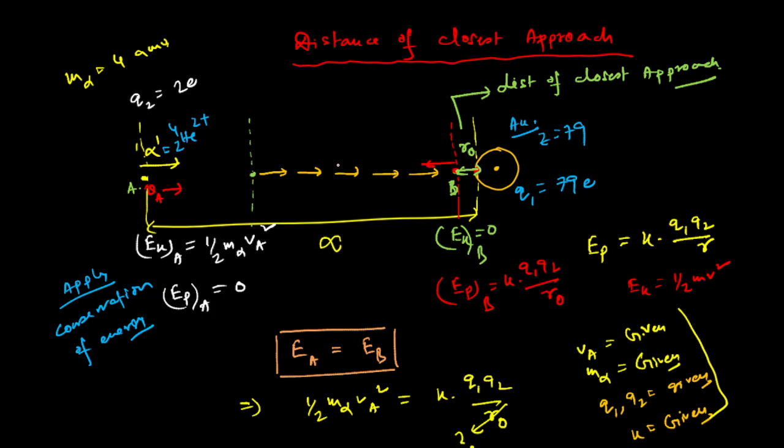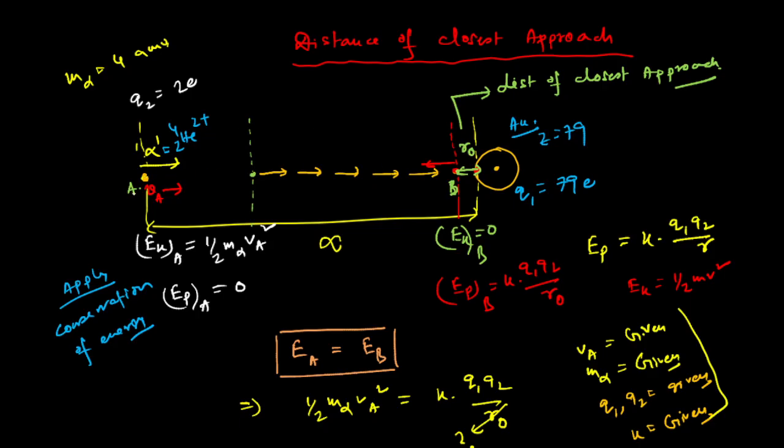So let's say this is the nucleus, the nucleus of a gold atom, which is considered as a sphere. The atomic number of gold is 79. That means the charge of this nucleus is 79 unit charge, which is 79 e, right? Yes. Okay, fine. Now let's say this is the alpha particle which is projected straight to the nucleus.